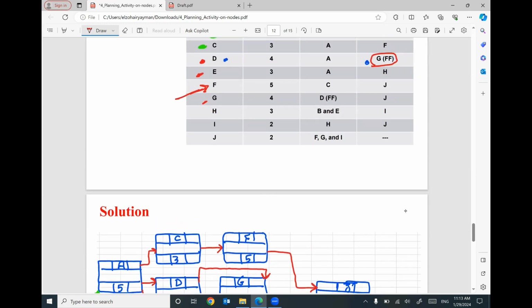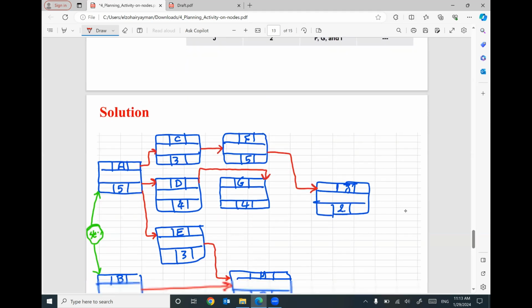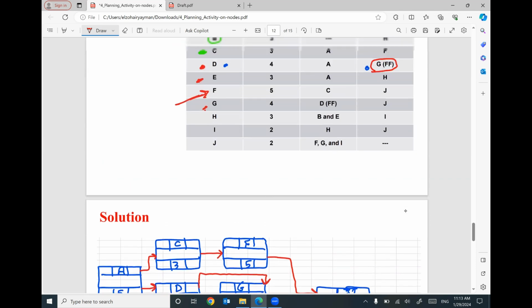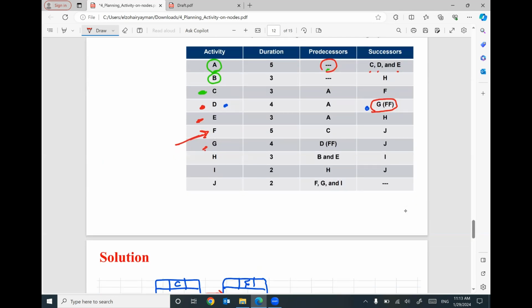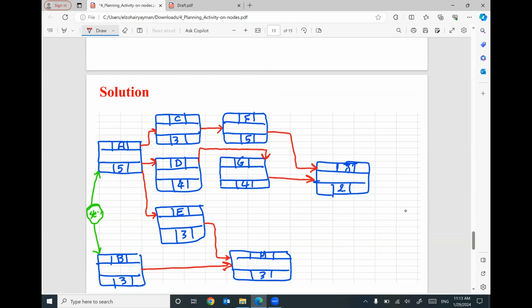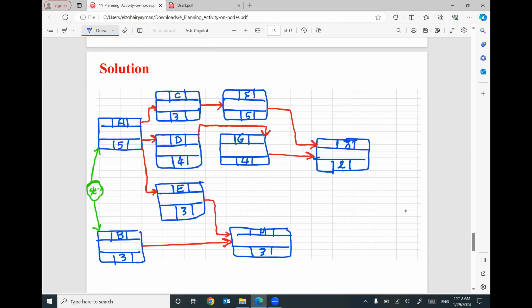After G, I have to start G. This is the predecessor, the successor, I'm sorry. After H, I have to start I. After H, I have to construct here an activity I with a duration equal 3. So after H, here is I.